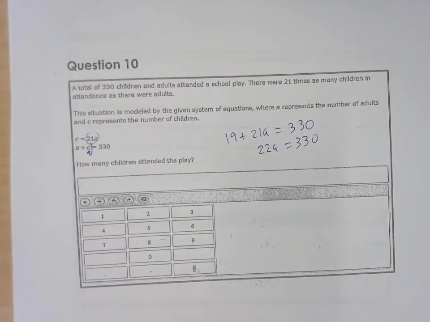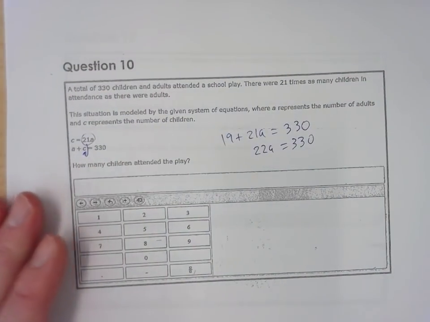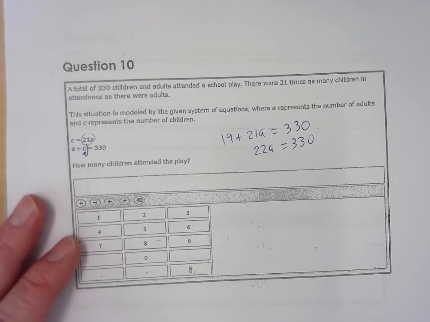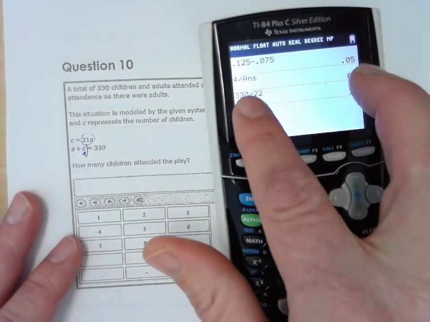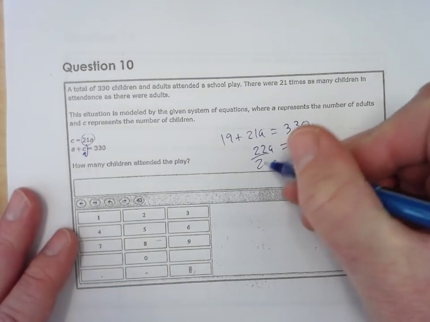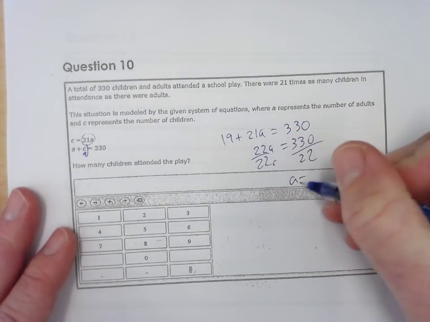22 into 330, so I got my trusty calculator here. 330 divided by 22 is equal to 15. So it's 15 adult tickets. I divided by 22, and A is equal to 15.